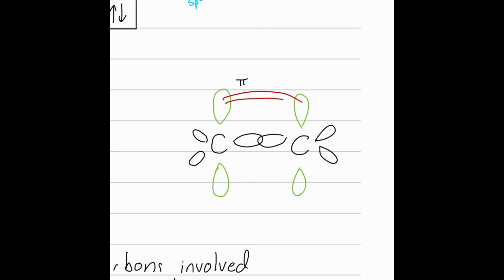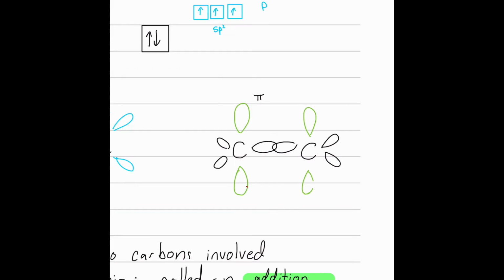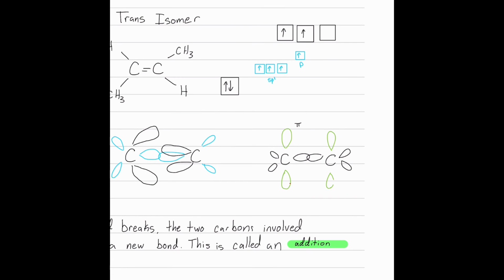Pi bonds are much weaker than sigma bonds due to the parallel overlap of p orbitals. They aren't as strong as the sigma bonds directly overlapping. We saw how the pi bonds broke earlier when we looked at cis and trans isomers. Pi bonds break more easily and therefore require less energy to break. This makes alkynes and alkenes more reactive than their alkane counterparts. When a pi bond in a triple or double bond breaks, the carbons will have either 1 or 2 extra bonding spaces. When something new bonds to these places, it's called an addition reaction.